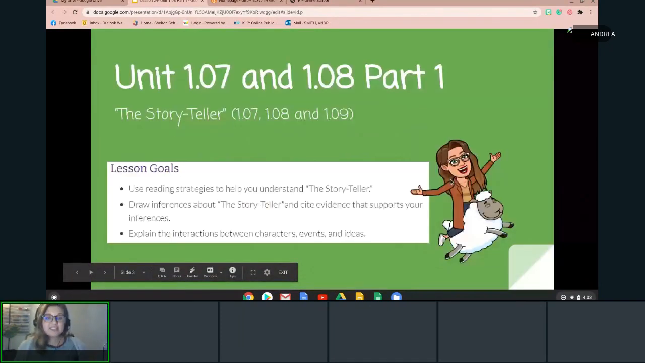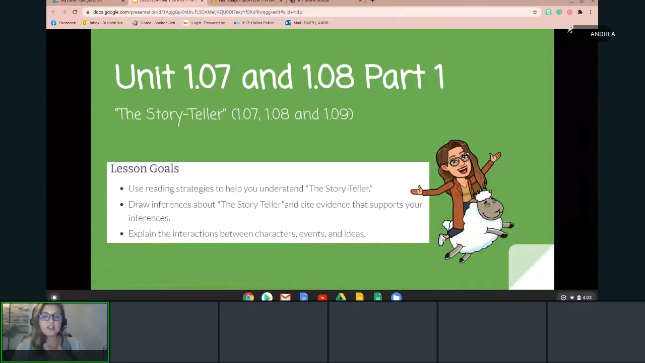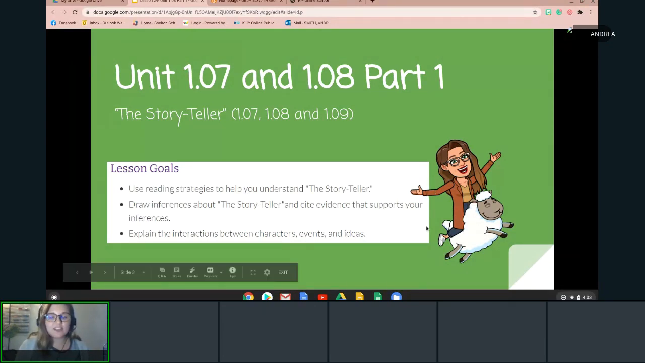So we're going to be continuing on with 107 and moving on to 108. We read The Storyteller on Monday, and some of our lesson goals today will be to use reading strategies to help you understand the storyteller, draw inferences about the storyteller and cite evidence that supports your inferences, and finally, to explain the interactions between characters, events, and ideas.